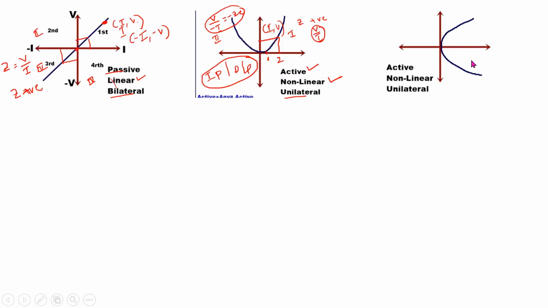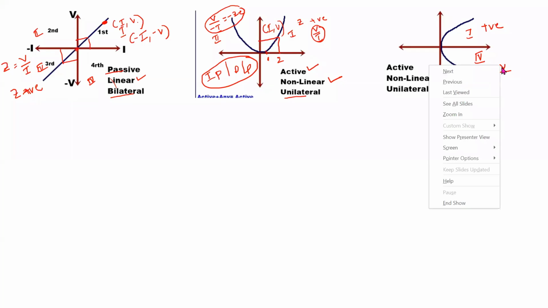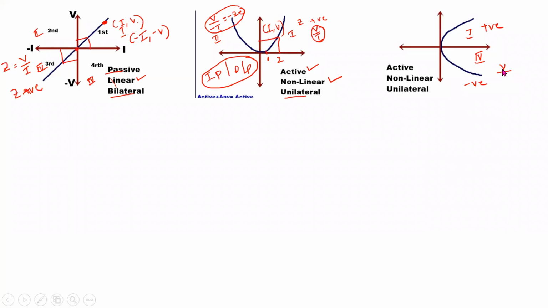Consider the third graph. VI characteristics lie in the first and fourth quadrant. In the first quadrant, impedance is positive. In the fourth quadrant, impedance is negative because I is positive here, but V is negative. See here, it is minus V and plus I, so minus V divided by plus I gives a negative value of impedance. So we can say that it is not a passive device, so it is active.